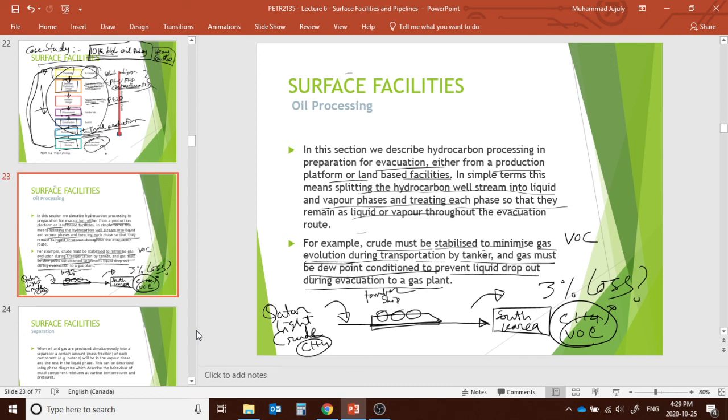And another thing is the gas must be dew point conditioned to prevent liquid dropout. What does that mean? I was working on another project in Toronto, and in that project our customers were from the United States, and they had a natural gas pipeline from El Paso in Texas to Oklahoma City. This is a gas transmission pipeline, and they had another issue.